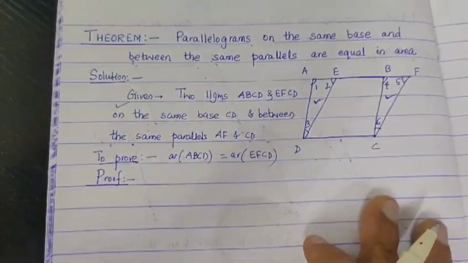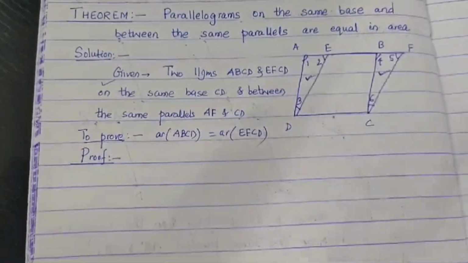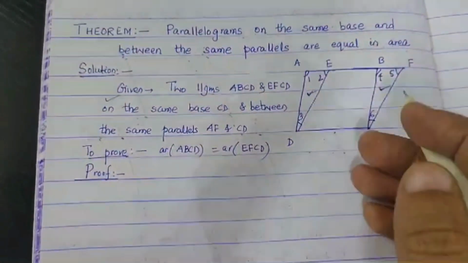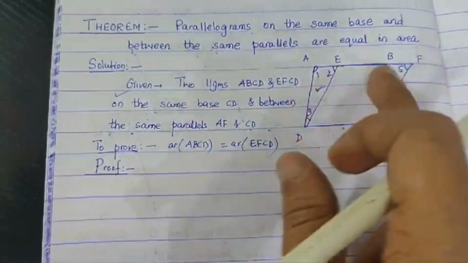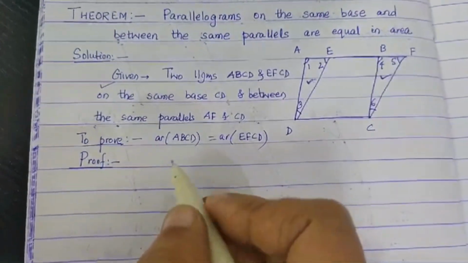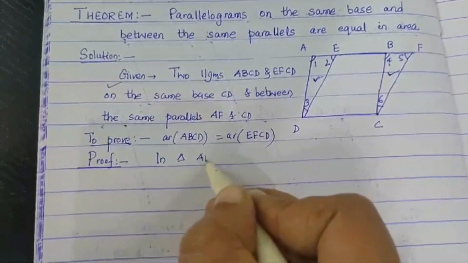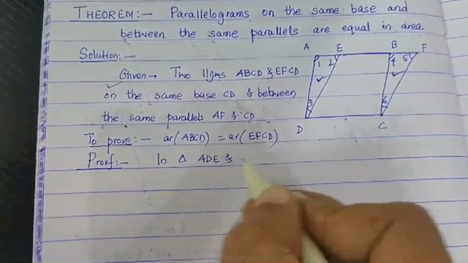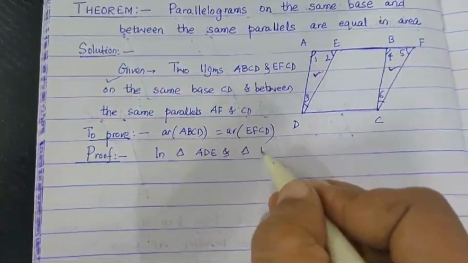Alright. Now we will use the concepts from the chapter lines and angles, because we know these are parallel lines. Because these are coming from the parallelograms. Okay. So now let's see in triangle ADE and triangle BCF.